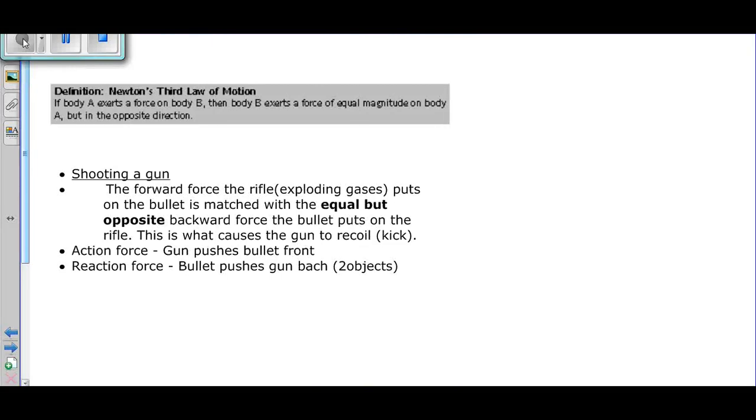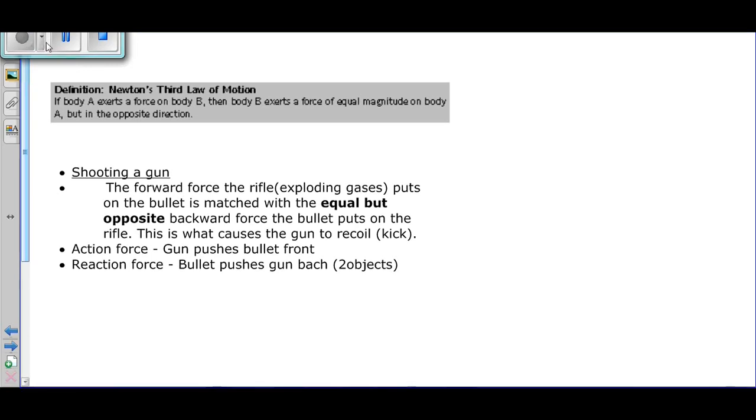Today we are looking at Newton's third law of motion. Simply put, we always said in the past that Newton's third law can be stated that for every action there is an equal but opposite reaction. But looking at the definition that I've given you here, if body A exerts a force on body B, then body B exerts a force of equal magnitude on body A, but in the opposite direction.